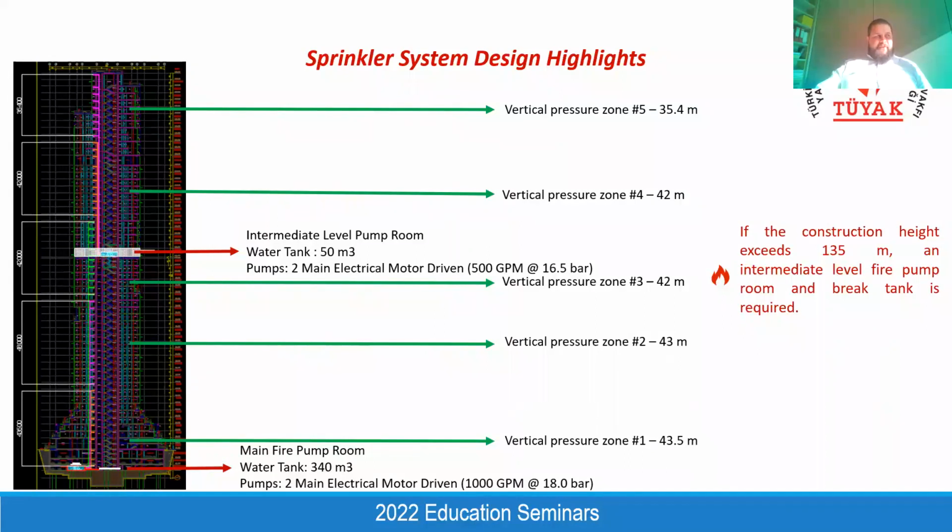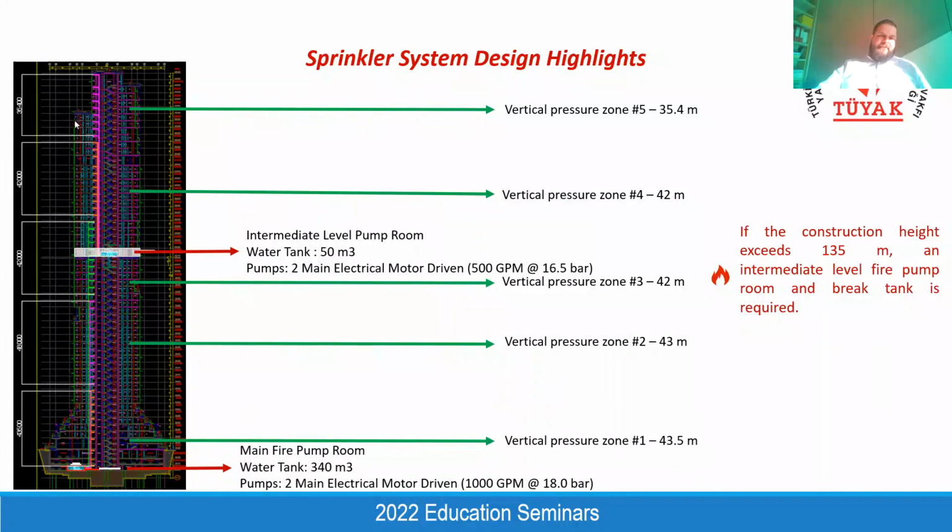It is also the same for the daily usage system. For example, heating and cooling system, we also have some vertical pressure zoning. But today I am just explaining to you from the fire point of view. That's why if you have more than 3 vertical pressure zones, it means your building is higher than 135 meters. You need to provide an additional intermediate technical floor on your building.